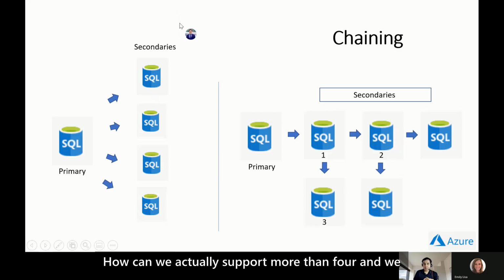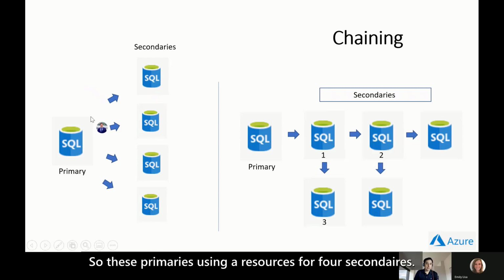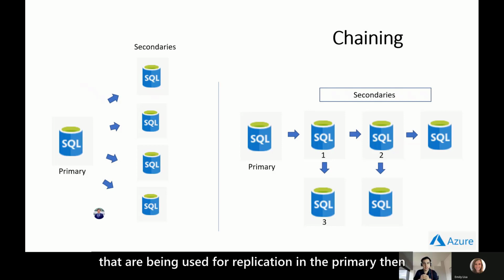And we have this architecture that you can see here. And as you can see on your left, we have the primary and 4 secondaries. Now, each of them requires some memory, some compute in order to do the replication. So this primary is using resources for 4 secondaries. Now, what happens if you want to reduce the resources that are being used for replication in the primary?